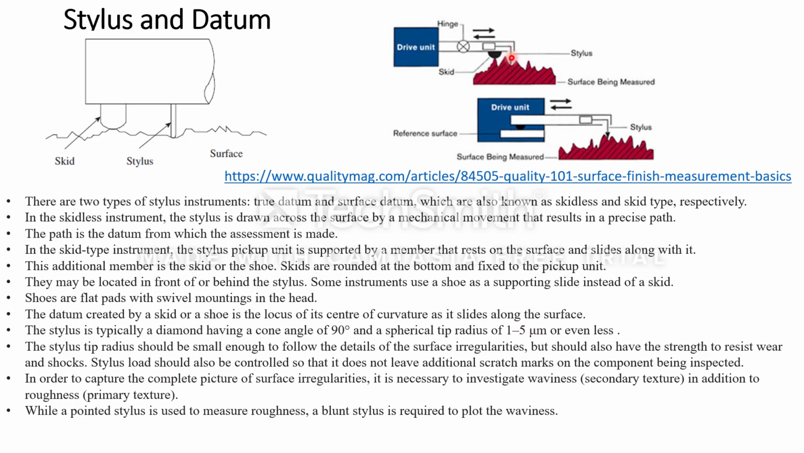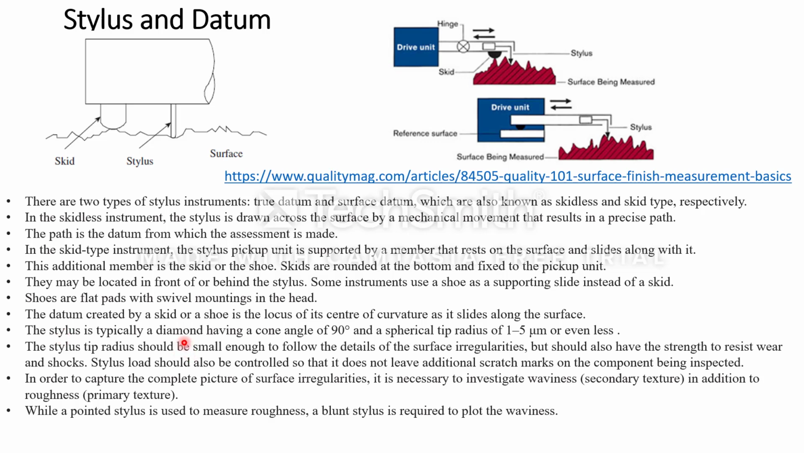Generally, a stylus with a pointed tip is used to measure the roughness of a surface, and a blunt stylus is used to measure the waviness. The measurement of waviness and roughness determines how fine the finish of the job is, or, while you are manufacturing, how good a finish you obtained.